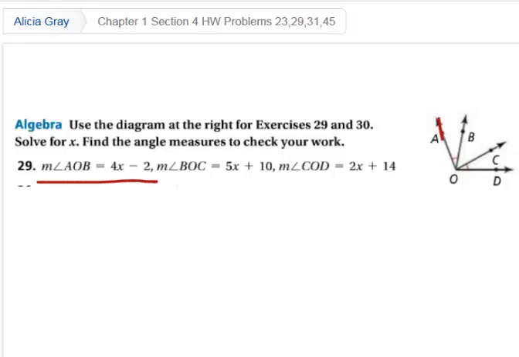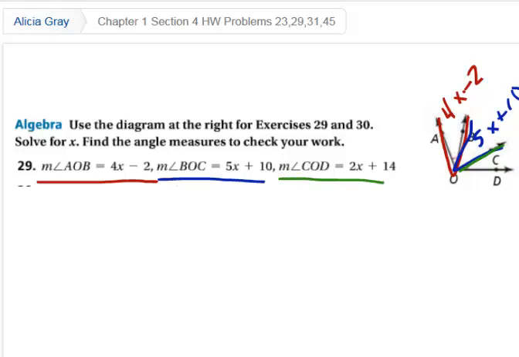I'm given here that the measure of angle AOB is 4x minus 2. So I'm going to go over to my diagram, and I'm just kind of outlining so you know which angle we're talking about. Sorry, it's a little bit messy. And then I'm going to fill it in, 4x minus 2. And then I'm given that the measure of angle BOC, well, BOC would be this one right here, is 5x plus 10. And then I'm given that angle COD is 2x plus 14, and I'm just going to do an arrow here.